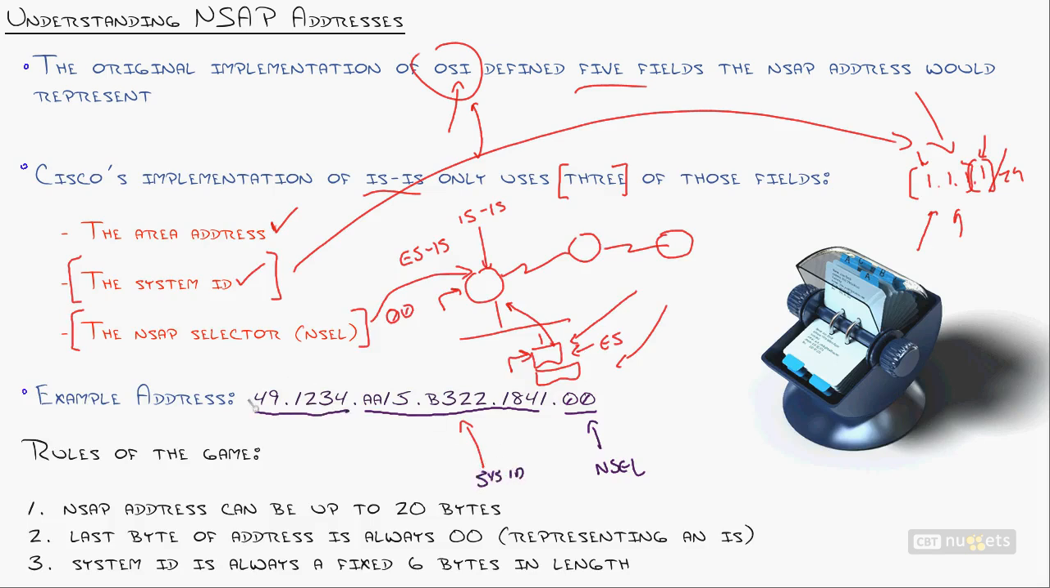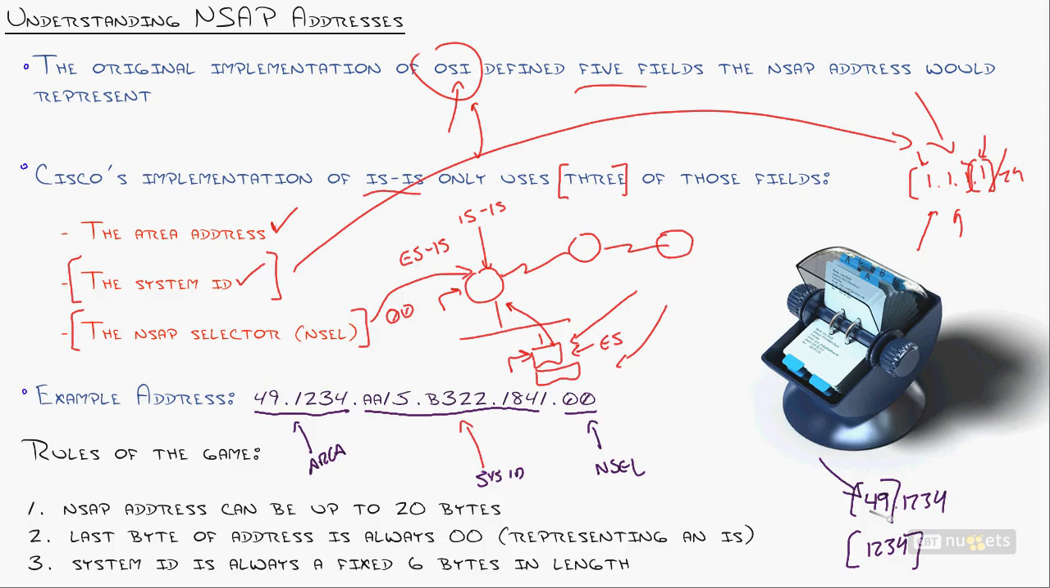Then we have whatever's left over, which identifies the area. So I guess technically you could say this is in area 49.1234. But most people would just say this is in area 1234. Why drop off the 49? Because 49 is what everybody uses in ISIS, because 49 represented a private OSI address. Yeah, they had that same concept for OSI just like they do for IP, private and public addressing. Well, all the private addresses of OSI started with 49, so you'll always see 49. So what does this mean to us?